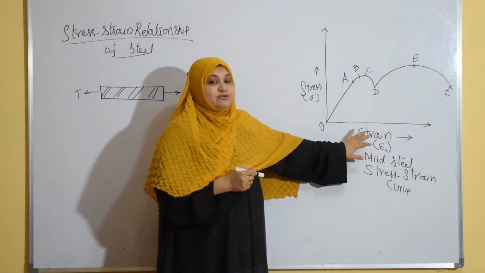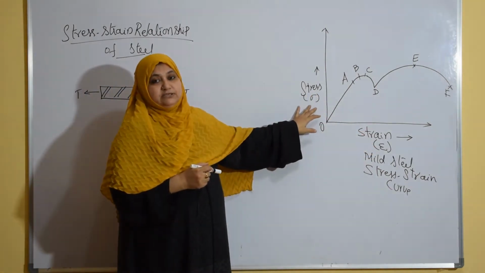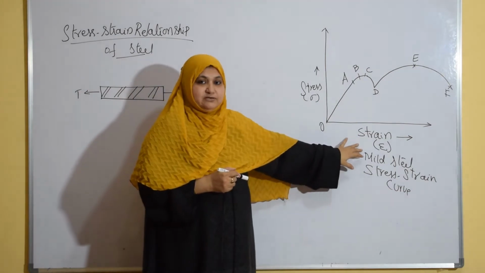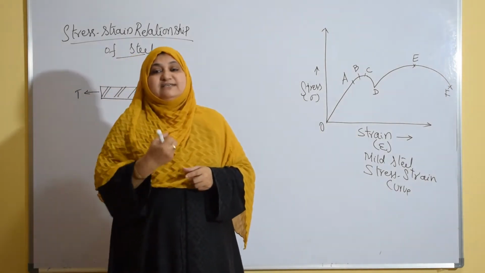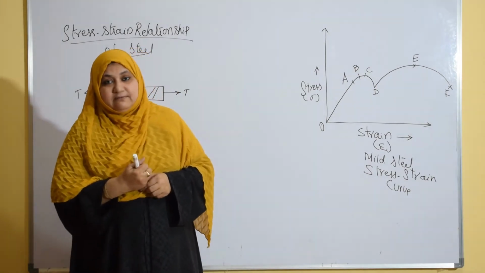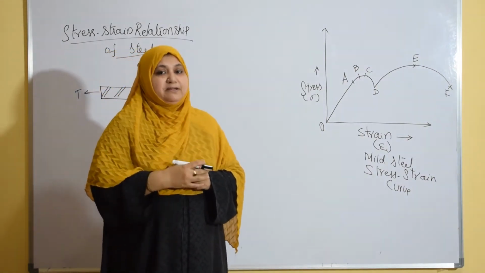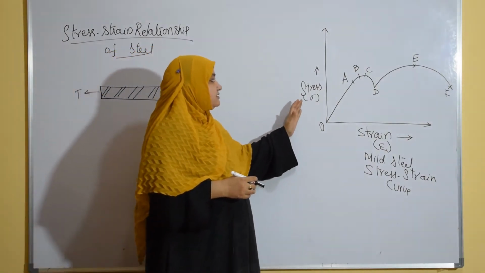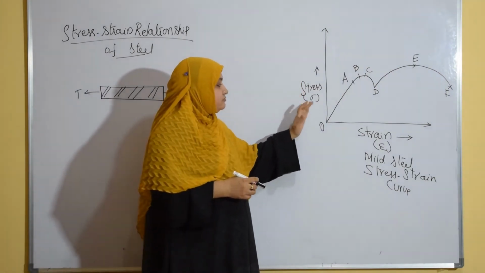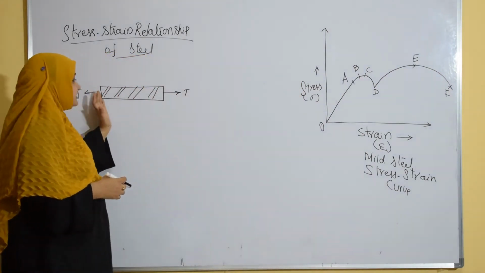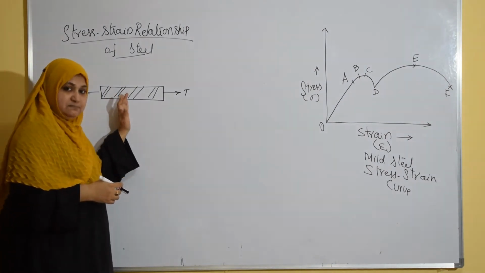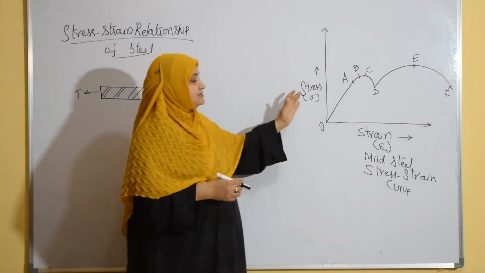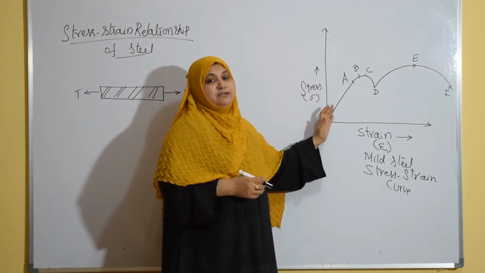Now, stress is force per unit area. It is dependent on strain. Whatever amount of deformation is taking place, to resist it, some stresses will be developed. So stress is a dependent parameter, and it is drawn on the y-axis. When we draw the relationship between stress and strain by applying load on the steel bar, the graph we get looks like this.